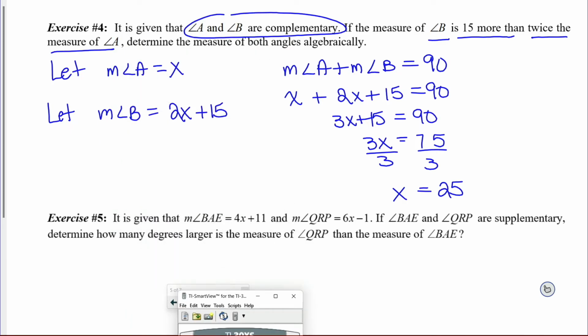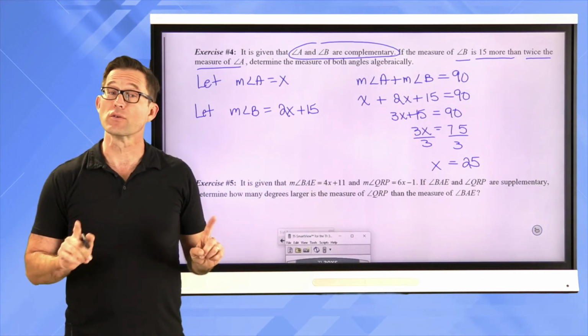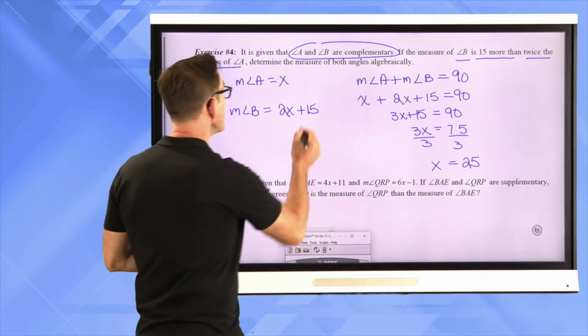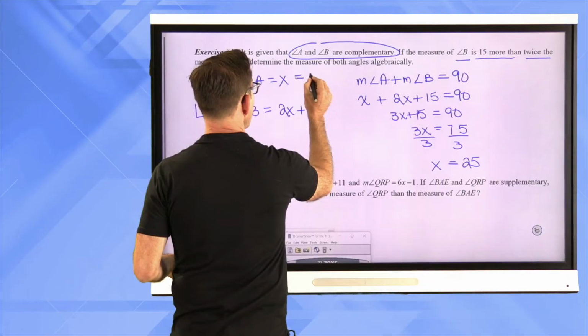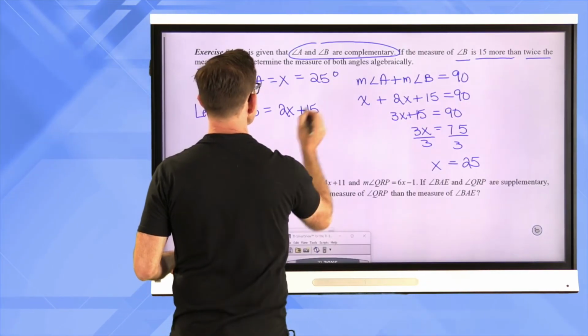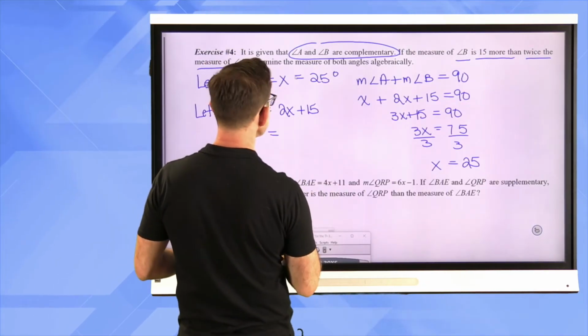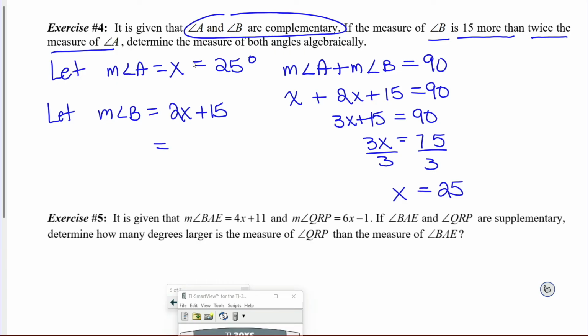Fantastic. Great. So I want to determine the measure of both angles algebraically. We know the measure of angle A now. That's going to be 25 degrees. And we can figure out the measure of angle B, which is going to be 2 times 25 degrees, which is 50 degrees, plus 15, which is 65 degrees. So we've got 65 and 25 degrees.